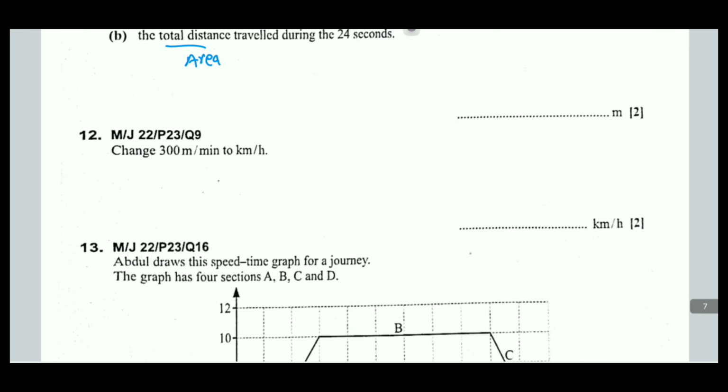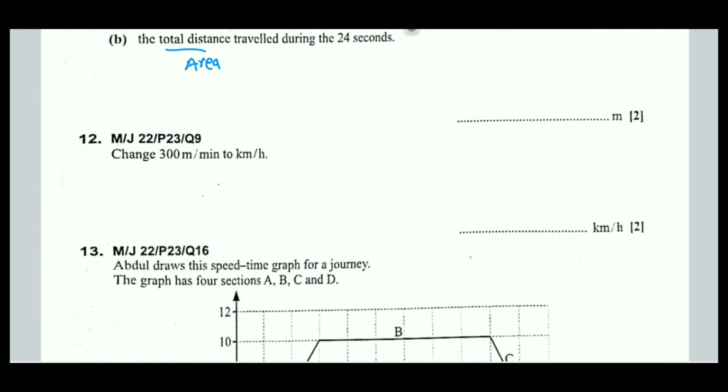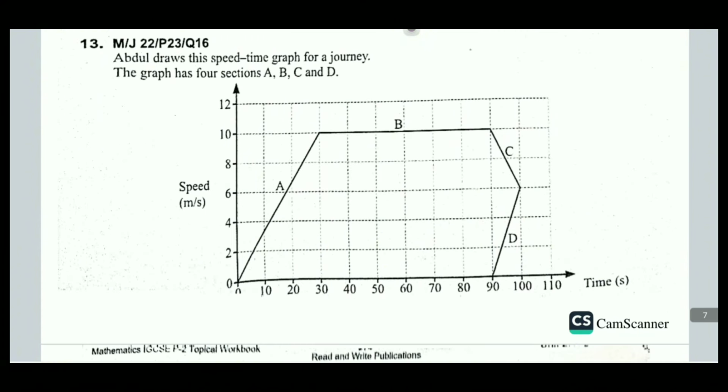Okay, next question: change 30 meters per minute to kilometers per hour. Very easy. 30 will be divided by 1000 for kilometers, and per minute means 1 minute will be converted into hours, divided by 60. So 0.3 over 0.016 will be 18 kilometers per hour.